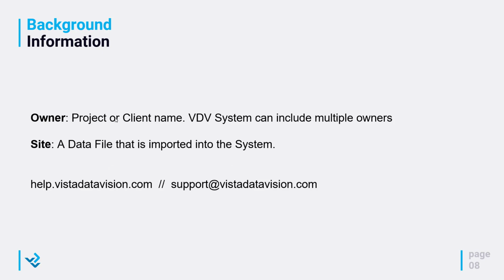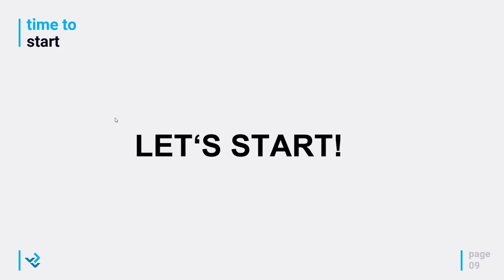But before we get started, there are a couple of glossary terms. An owner is a project or a client name in the system. One VDV system can have multiple owners, and it's used to categorize data and layouts into multiple different projects. A site is a data file that has been imported into the database. If you have any questions after this webinar, you can consult the help list at help.vistadatavision.com or send us an email at support@vistadatavision.com. All right, let's get started.